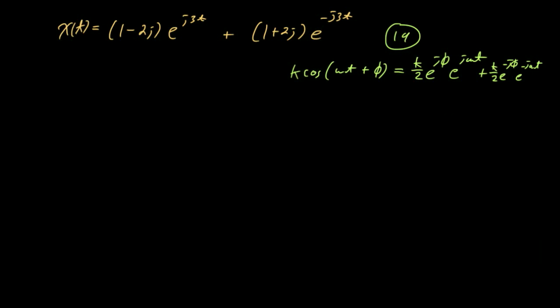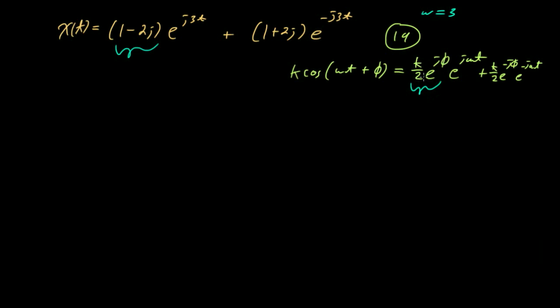So now, we can sort of obviously see what our omega is, right? Because we have this j3t, minus j3t. We can see just by inspection our omega is going to be 3. But we don't necessarily have our phase information. We don't have it explicitly because we have a complex number here, but this is in rectangular form. So really what we have to do is convert this into polar form, and then we're going to quickly have something in the form magnitude times e to the j phase.